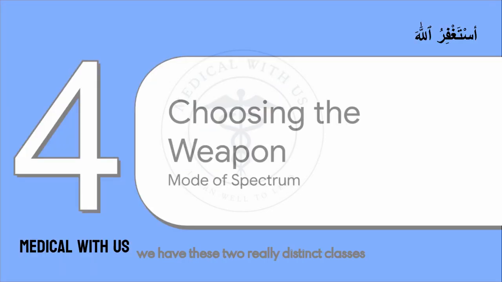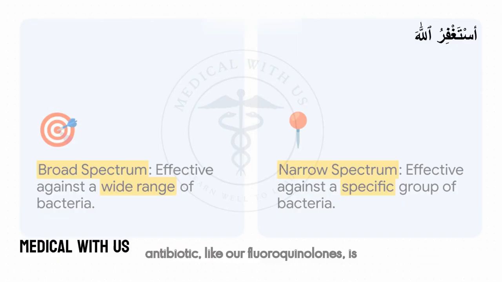Okay, so we have these two really distinct classes of antibiotics. How on earth do we choose the right one for the job? Well, this gets us into strategy, specifically this idea of spectrum. Are we doing a wide-scale operation, or do we need more of a targeted strike? So, a broad-spectrum antibiotic, like our fluoroquinolones, is kind of like a carpet bombing run. It's effective against a whole lot of different types of bacteria. A narrow-spectrum antibiotic is more like a sniper. It's designed to take out one very specific enemy. The choice really depends on knowing your target. If you use a broad-spectrum weapon when a narrow one would have worked, you can cause a lot more collateral damage, and that includes driving antibiotic resistance.